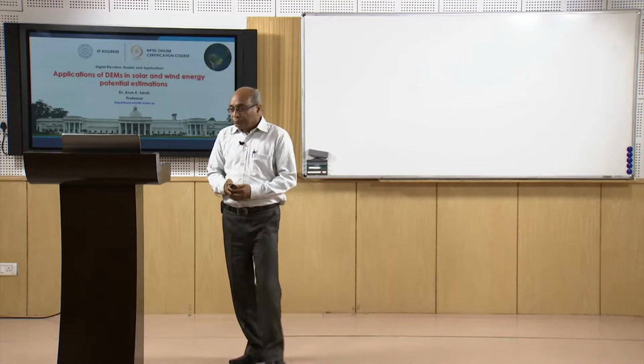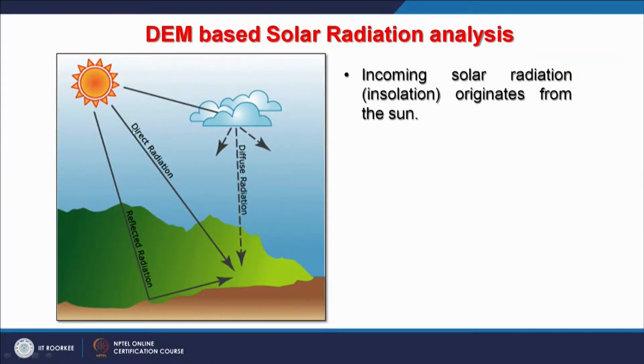briefly here. As we know, the solar radiation may reach the earth surface directly, or through diffuse radiation, or through reflected radiation. So if this is the location on the surface of the earth, then the radiation can reach through three ways: direct radiation, diffuse radiation and reflected radiation. And we use the word insolation for the incoming solar radiation. So whatever radiation is coming, through whatever source, is all combined in the form of insolation.